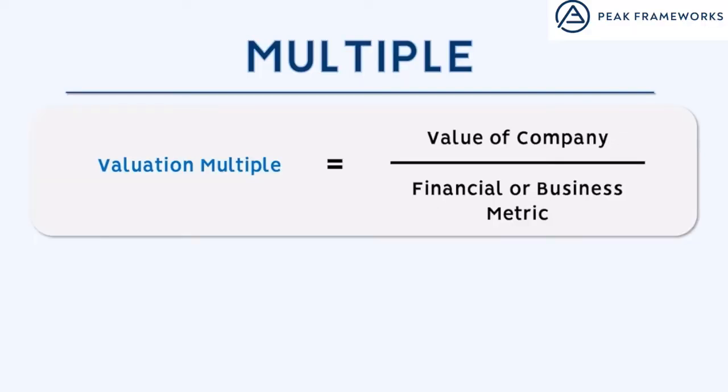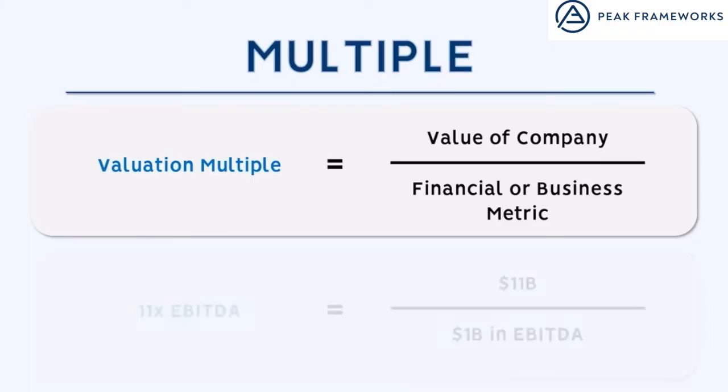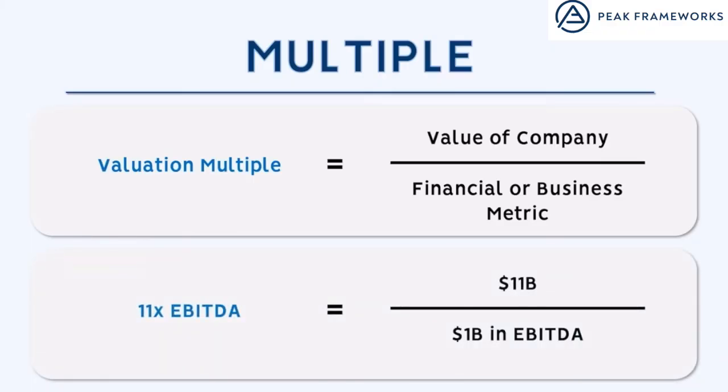So what we want to do is divide those two factors so we have a multiple that's much easier to compare. So if we're looking at a company that we value at $11 billion and the company generates $1 billion of EBITDA, that means the company is valued at 11x EBITDA.